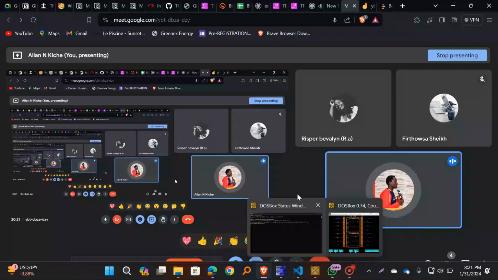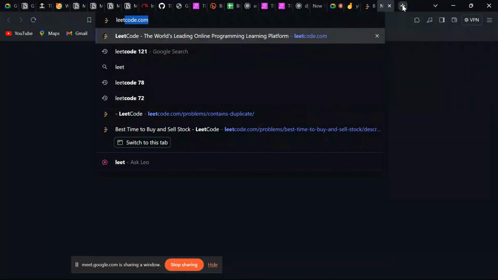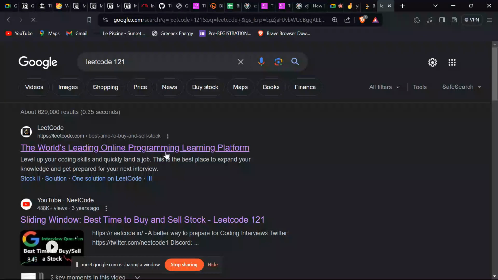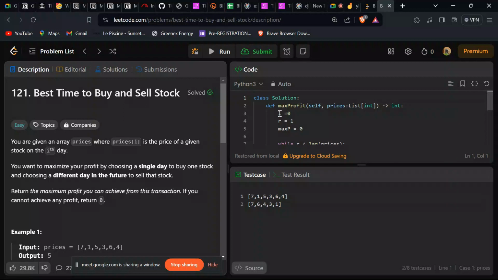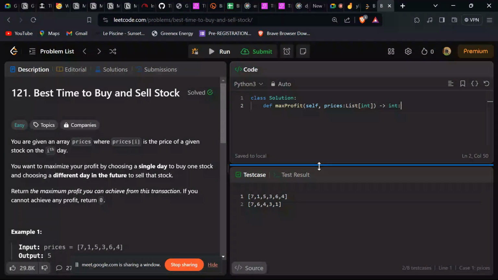I was writing on VS Code. So I think it is LeetCode 121. Let me try to solve it from here so that I don't have to stop presenting to bring up VS Code. You can now see LeetCode 121, right? Yeah. As I had said, I'd done it before.